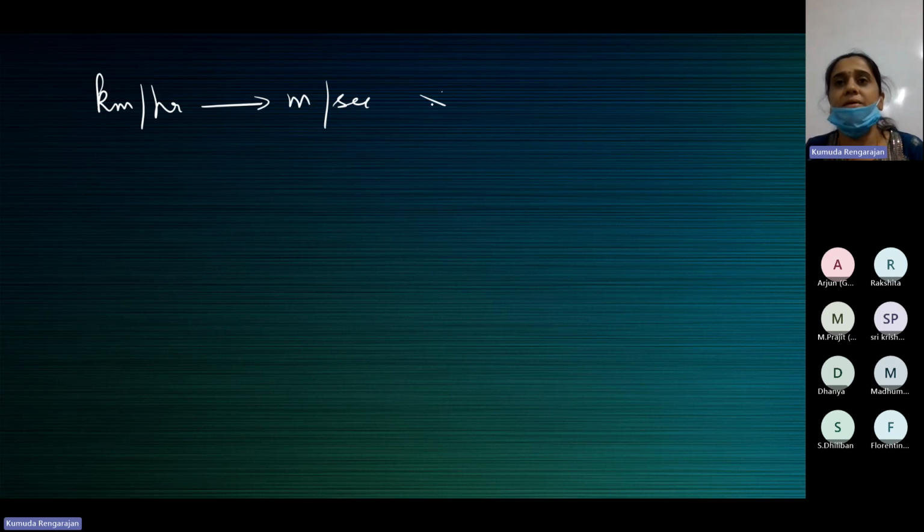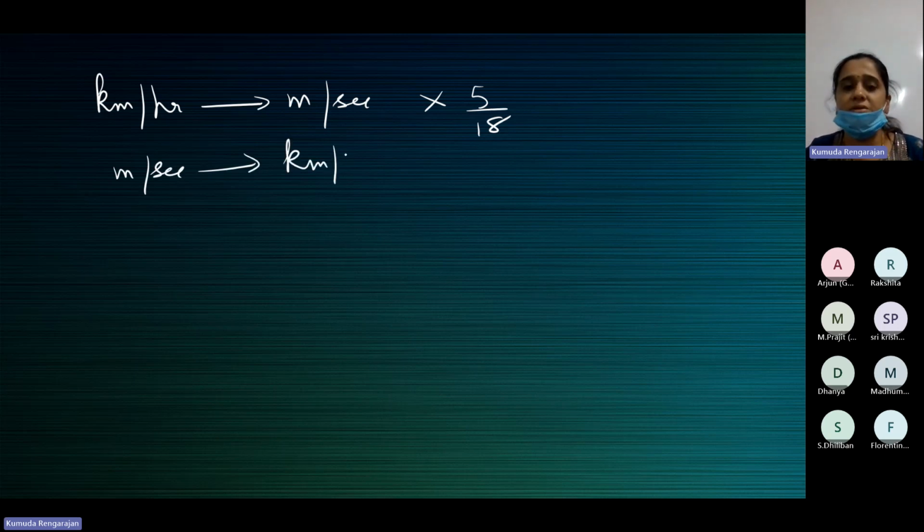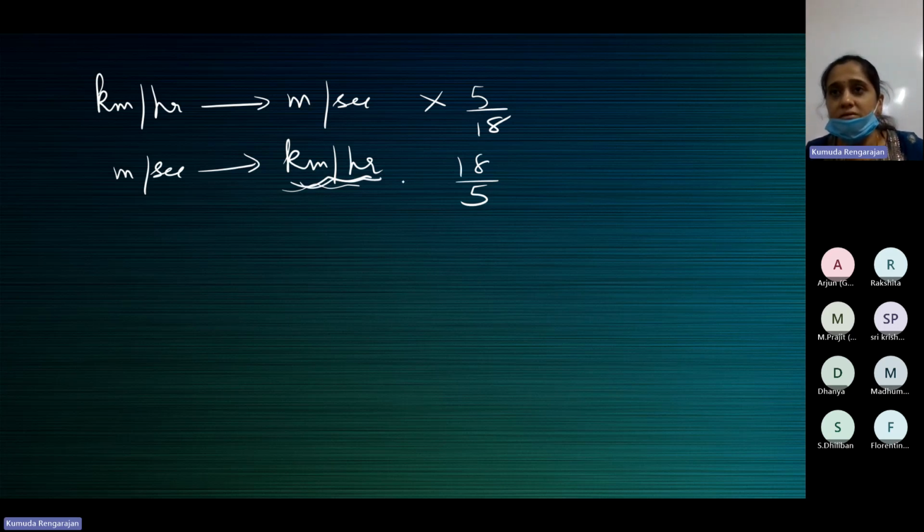So you should remember how to convert kilometer per hour to meter per second. What's the number? Multiply by 5 by 18. Meter per second to kilometer per hour, 18 by 5. You can remember like this. So when you're converting meter per second to kilometer per hour, you should get a bigger value. The answer in kilometer per hour will be bigger.